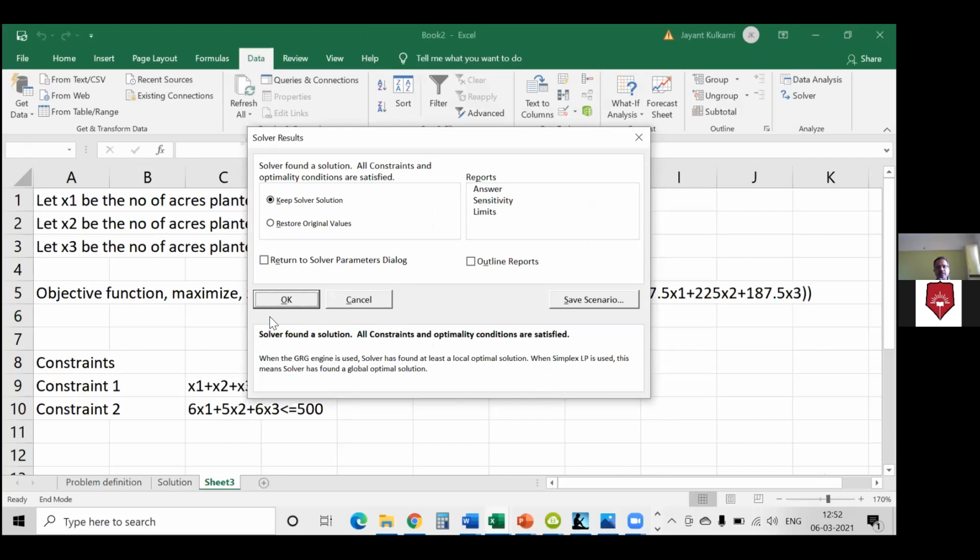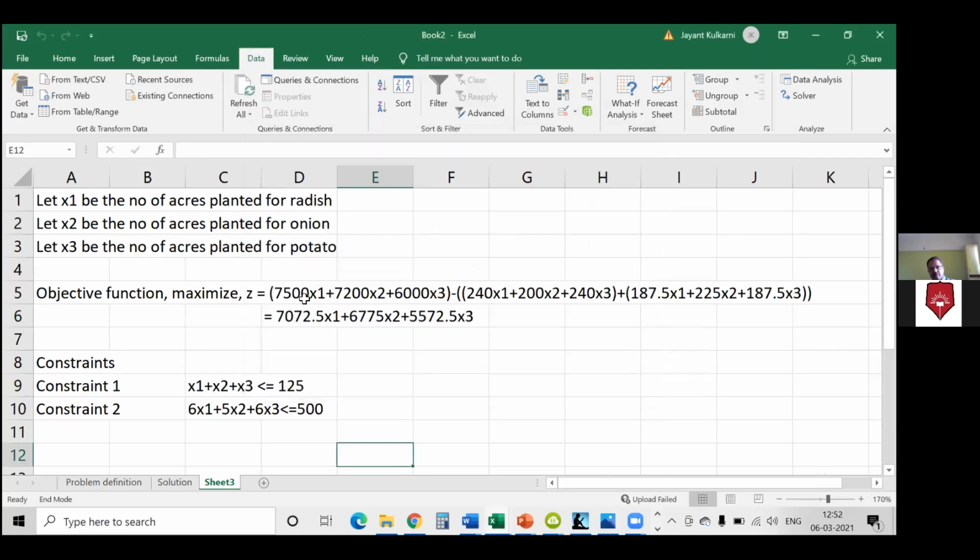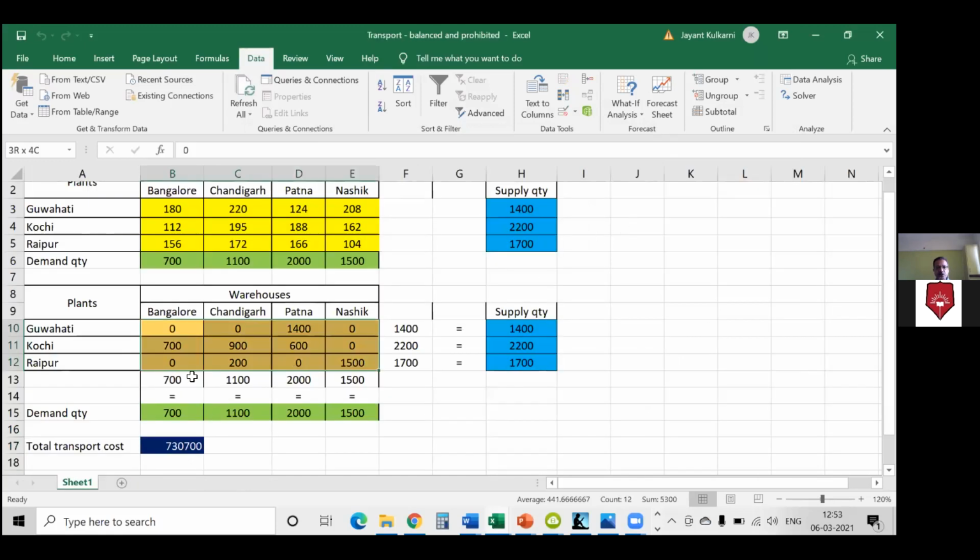Then I solve this. Click on Solve, and it will tell you that Solver has successfully found a solution and all constraints have been satisfied. Click on OK, and you will see that the solution has been put in the orange matrix there. Solver has worked out the minimum transport cost for you as 7,30,700, which is now populated in the formula for total transport cost.